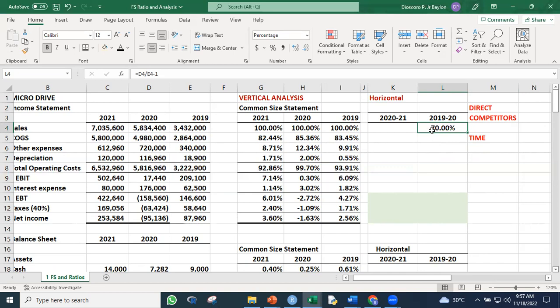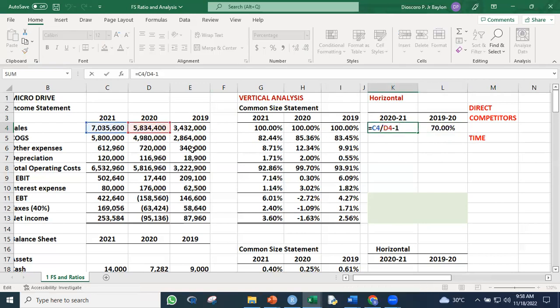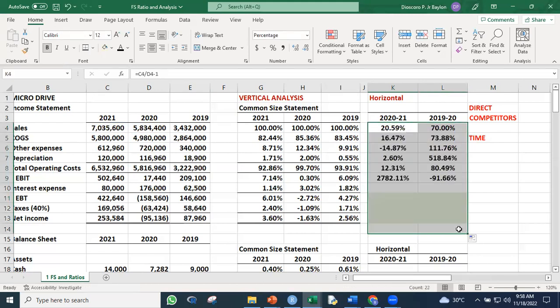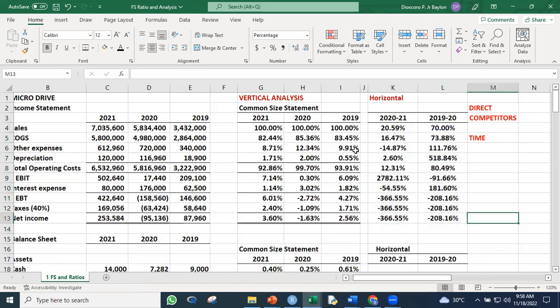So 70% here means that sales increased by 70% from 2019 to 2020. If you take a look at sales, from 3.4 million it became 5.8 million. That's what this means: sales grew by 70%. So we can copy this to the right, to the left, and check the formula. It's C4 divided by D4. Because we're comparing 2021 and 2020, the current value is 2021, divided by the previous value, which is 2020, and then minus 1. And then we can copy this down. I'll give you a few seconds to do that.